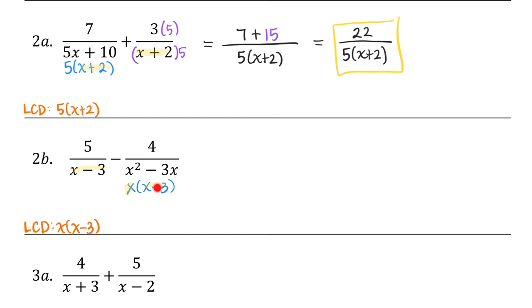This one already has the x and the x minus 3. This one has the x minus 3, but it does not have the x. So let's times by x. If you do it to the denominator, you do it to the numerator. Okay, let's see what we have. The common denominator is the x and the x minus 3. So I'm going to make it one fraction. x times 5 is 5x.